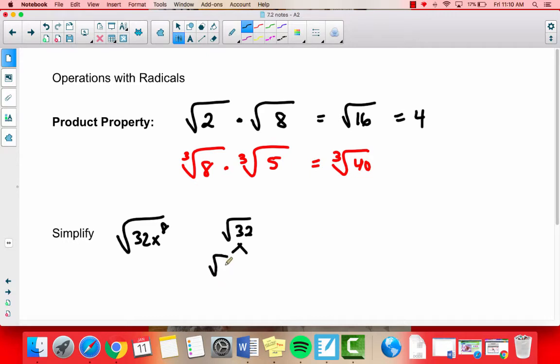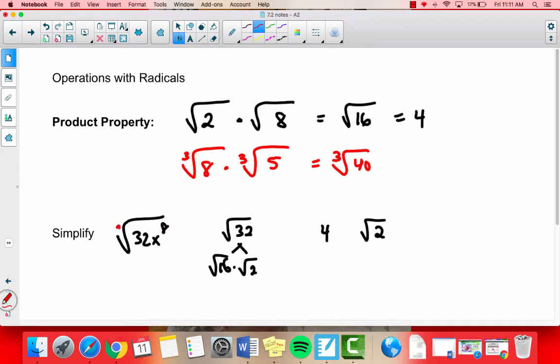So we could take the square root of 4 times the square root of 8. Or we could even go higher, and maybe we can do the square root of 16 and then the square root of 2. Remember, you're multiplying these together, so 16 times 2 is 32. Now, because I've broken it up using the product property, I can simplify. Well, what's the square root of 16? That's 4. Well, the square root of 2 I cannot simplify, so I'm going to leave that as square root of 2. And then I have to work with the variable.